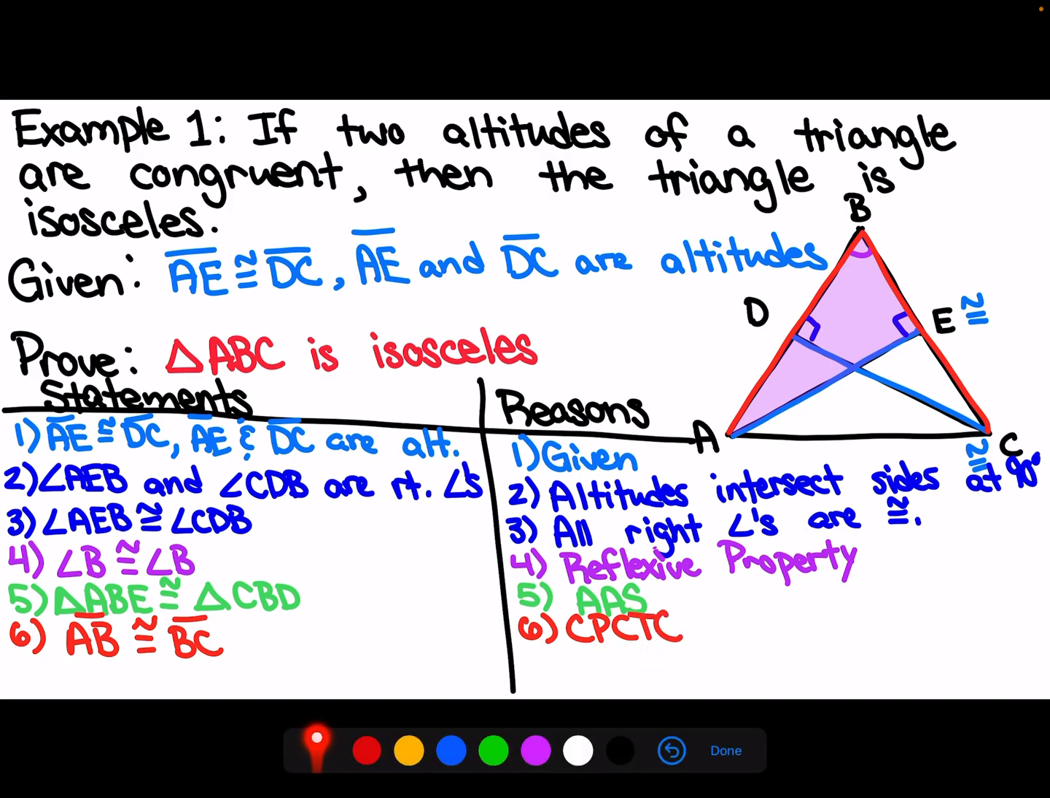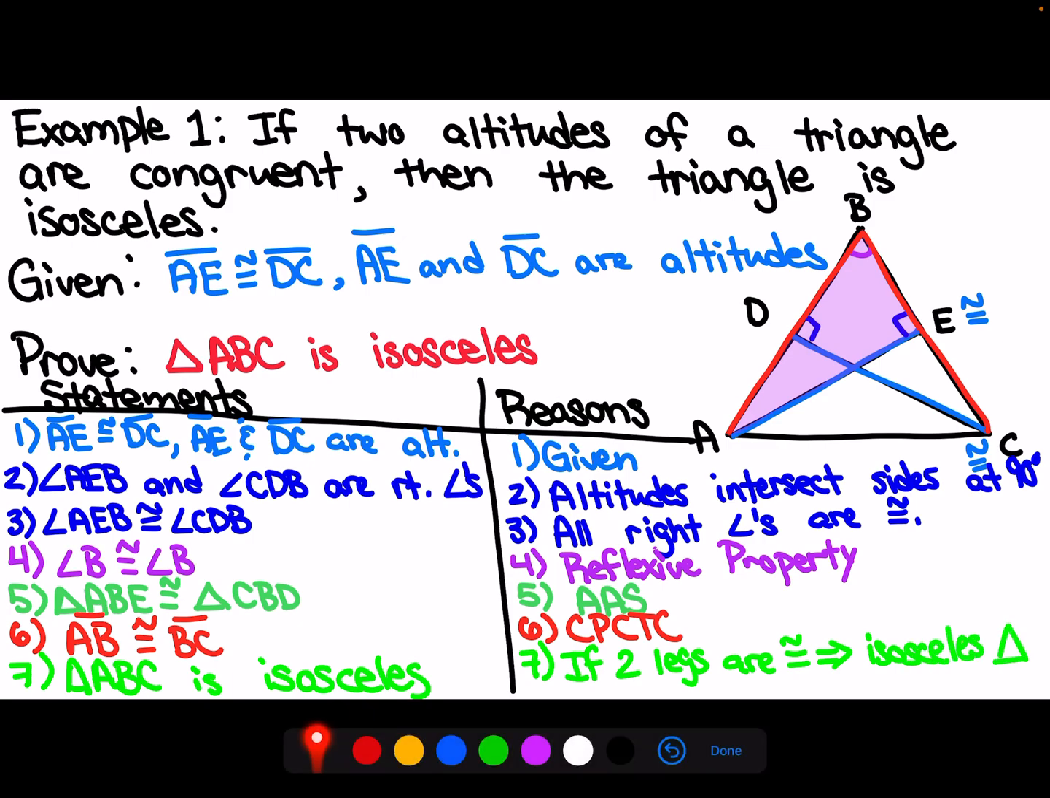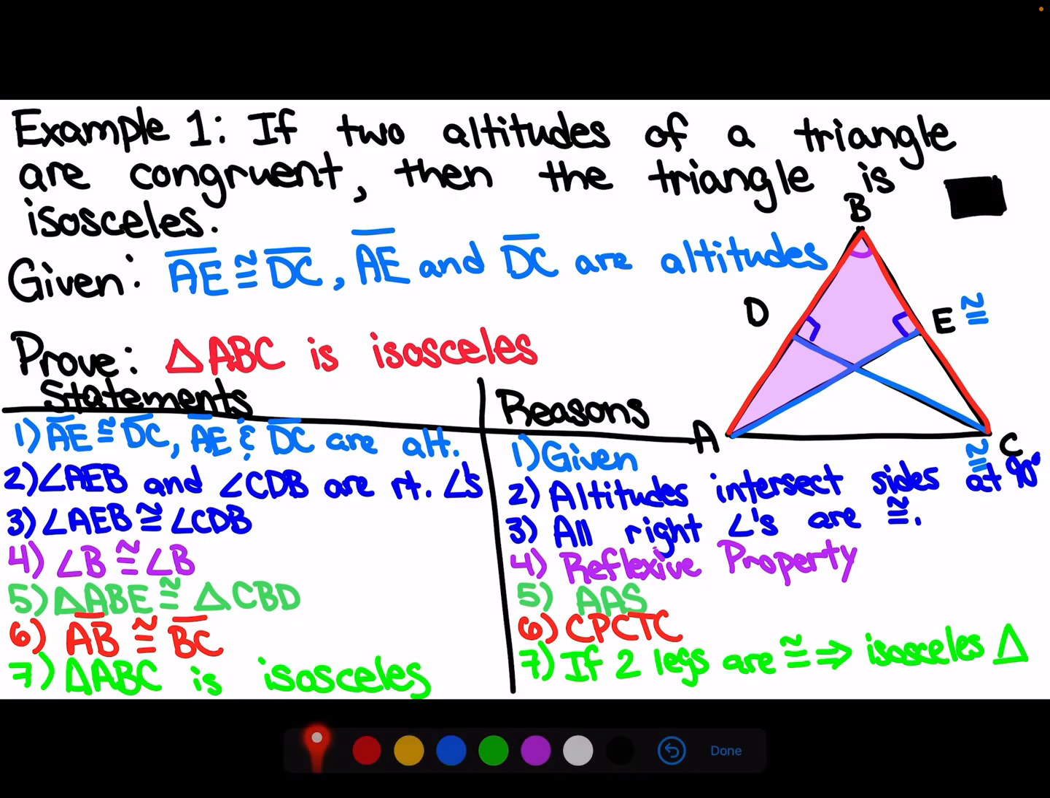CPCTC. Now lastly, if those two segments are congruent, these two legs are congruent, I can finally say that triangle ABC is isosceles. And the reason I can say that is the definition of isosceles. If at least two sides of a triangle are congruent, then that triangle is an isosceles triangle. And with that, this proof is finished. So we've now finished up this proof. So pause the video if you need to finish this up, but we have now completed our first one.